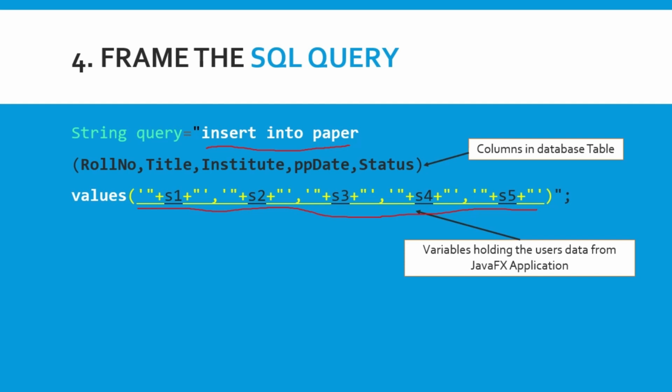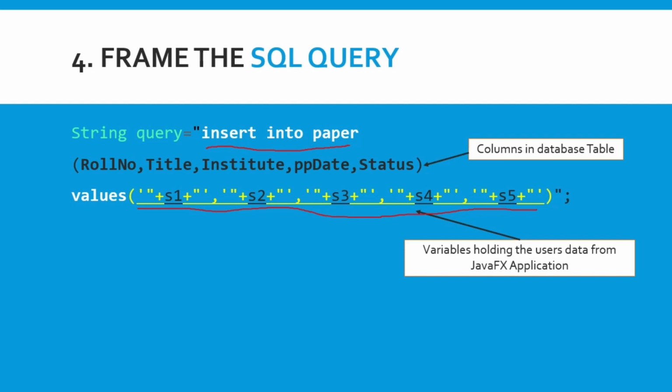So here I have used string variables because all these are of string data type. So S1, S2, S3, S4, S5, 5 string variables representing the values given by the user through your Java application.